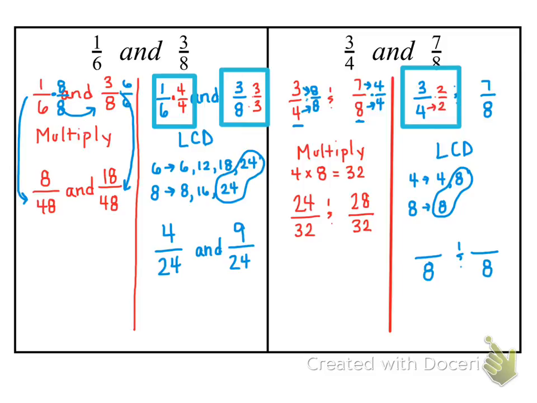4 times 2 is 8. So 3 times 2 is 6. And then, like I said, the 7/8 already has an 8 in the denominator. So all you need to do is put the 7 on the top. You could, if you wanted, write times 1 over 1, because that's really what you're multiplying by. But you don't have to, because anything times 1 is the number itself.